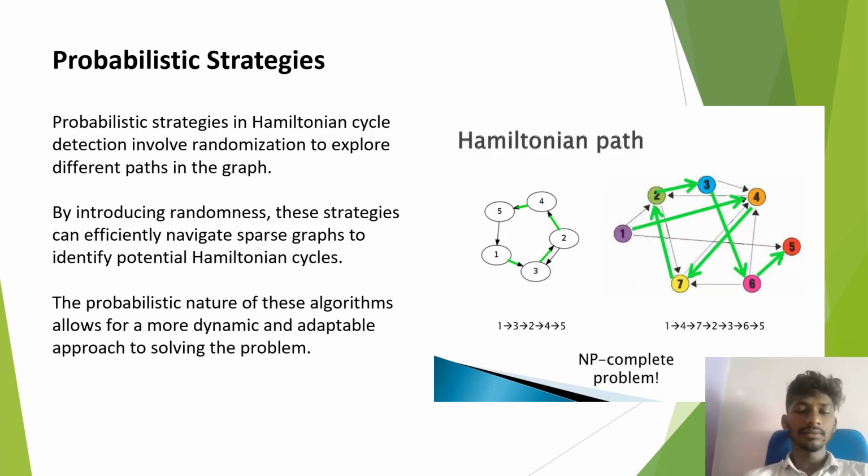Probabilistic strategies. Probabilistic strategies in Hamiltonian cycle detection involve randomization to explore different paths in the graph. By introducing randomness, these strategies can efficiently navigate sparse graphs to identify potential Hamiltonian cycles. The probabilistic nature of these algorithms allows for a more dynamic and adaptable approach to solving the problem.